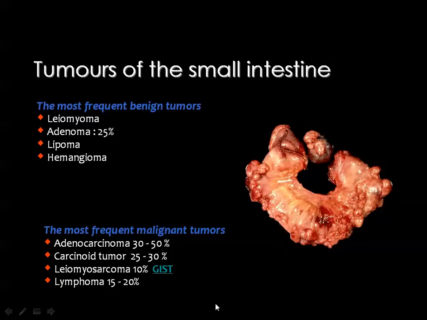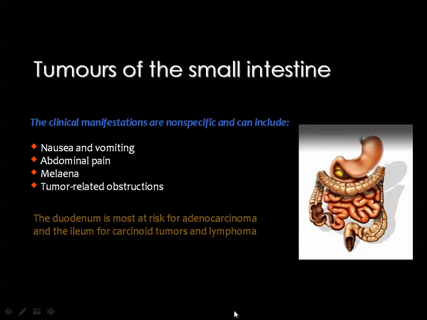What are the tumors? You can see the benign sector: leiomyoma, adenoma, lipoma, and hemangioma. On the malignant sector, you can see carcinoma, the adenocarcinoma, carcinoid tumor, the leiomyosarcoma or the GIST tumor, and also lymphoma. You remember that the duodenum is commonly affected by adenocarcinomas, while lymphoma and carcinoid tumors are usually located distally, except in cases of Crohn's disease where carcinomas may affect the terminal ileum on top of the pre-existing Crohn's disease.